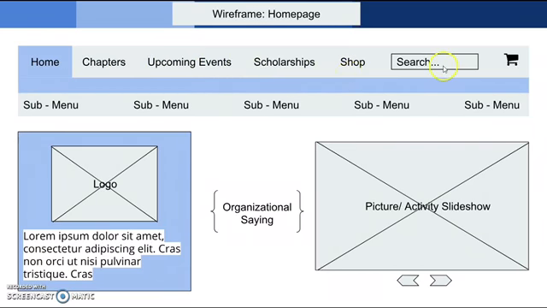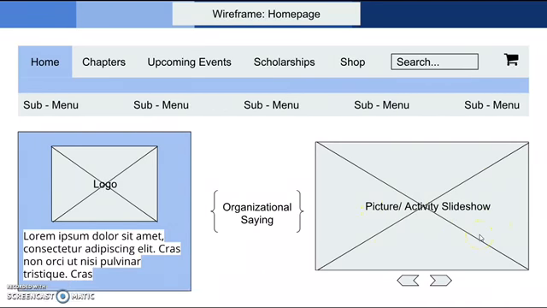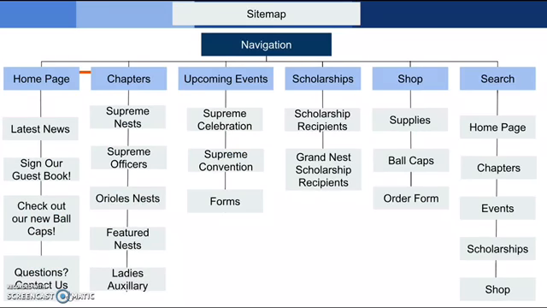I've also implemented a search bar because if the website did decide to go from one page to multiple pages, a search bar would be handy to have in case they didn't know where anything was. But I think this method definitely keeps it better organized. Here we have a logo of the organization and also any information. Here's an organizational saying, and also we have a picture or activity slideshow. Here you could see what the organization is up to, some of their good deeds, any upcoming events. Here we have a sitemap.